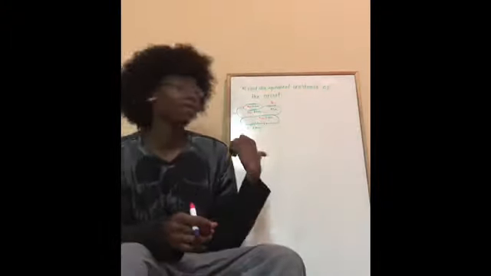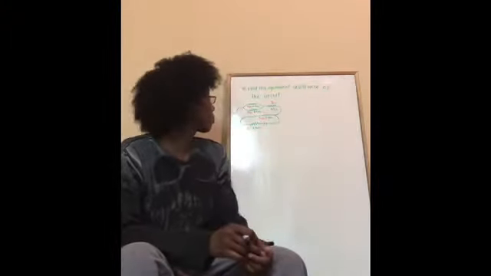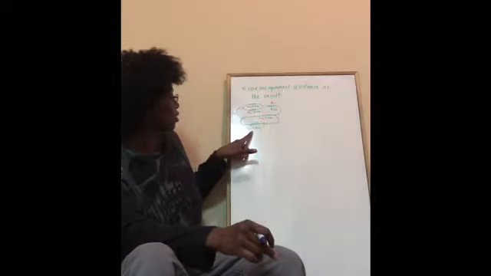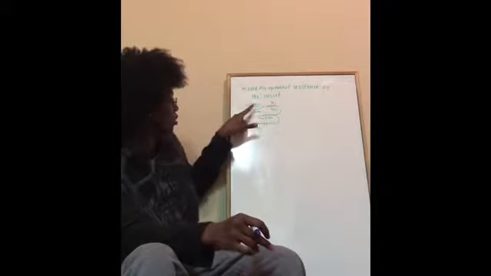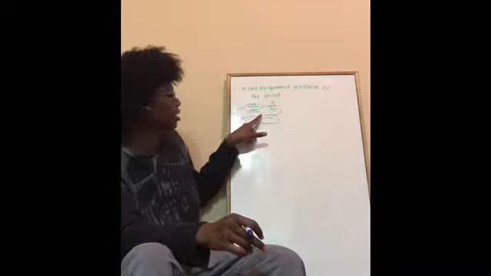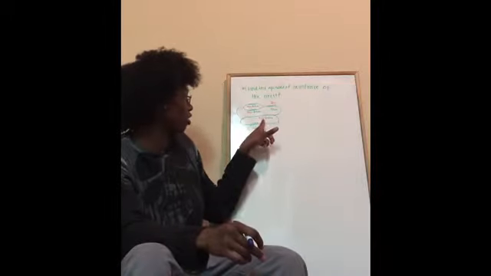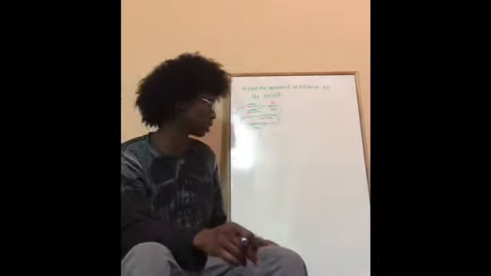So for problem A, we're going to find the equivalent resistance of this circuit. I went ahead and labeled all my resistors for you. So we have R1 is equal to 2 ohms, R2 is equal to 11, R3 is equal to 8 ohms, R4 is equal to 5, and R5 is equal to 2 ohms again.